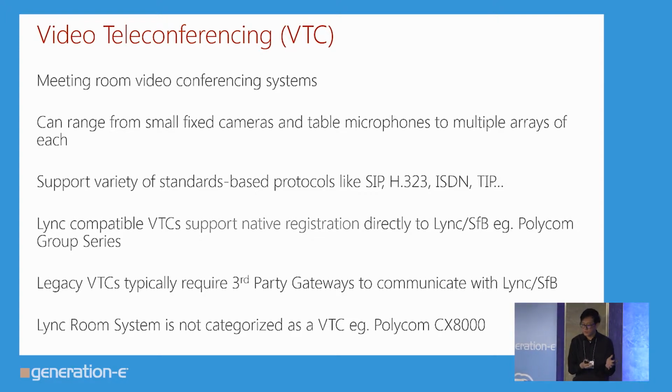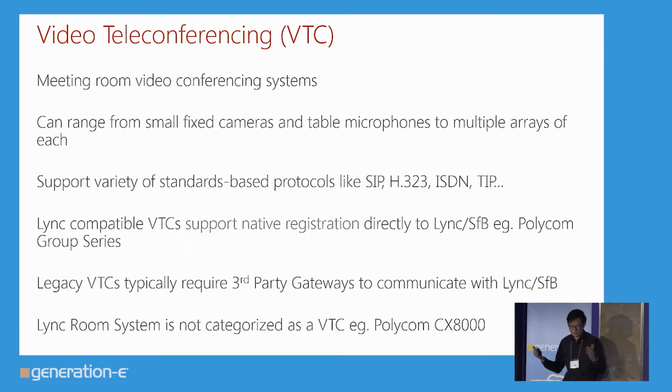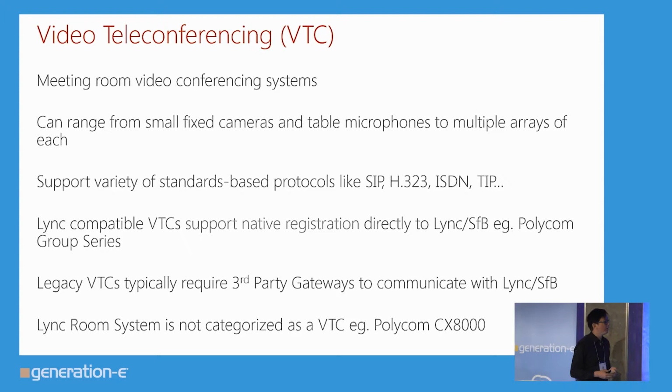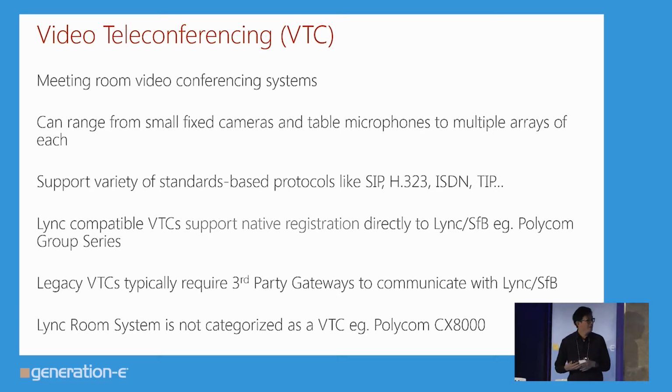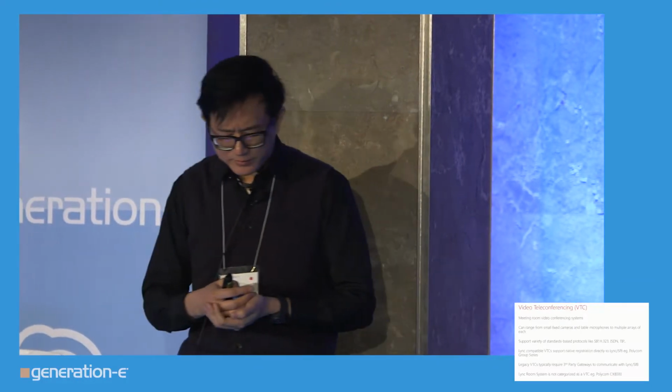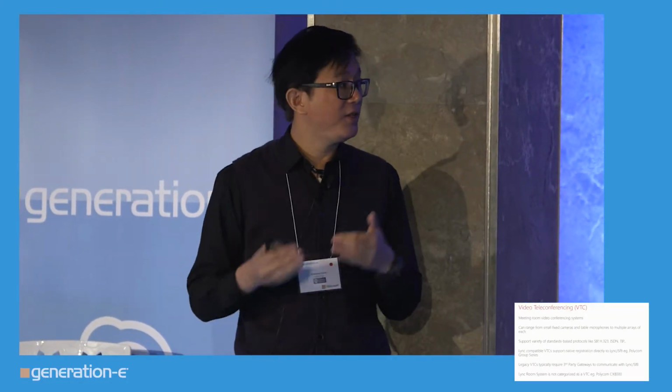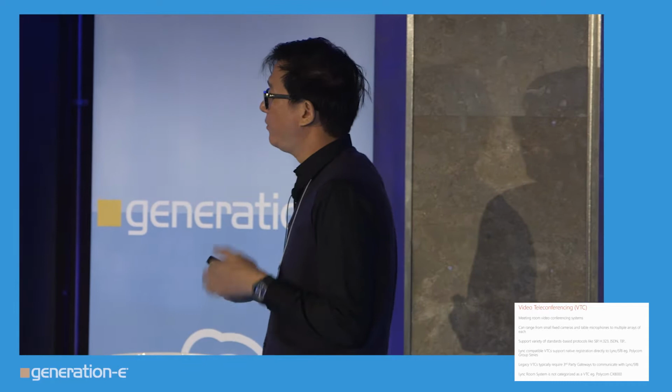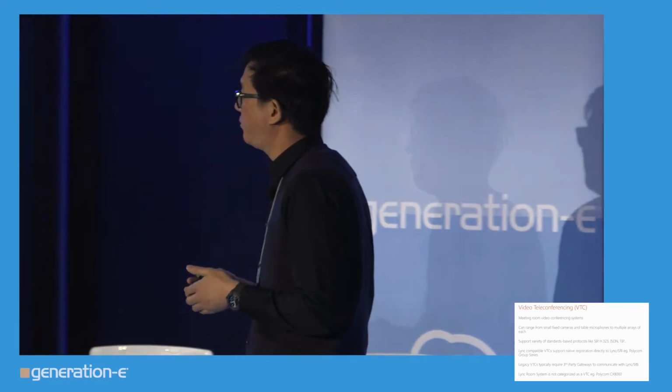So you can have a small huddle room with just a small camera and a single microphone, to a large boardroom with multiple ceiling microphones and even multiple cameras. VTCs usually support a standards-based protocol like SIP or H323. We have essentially two or three classes of VTCs, if you will. Lync compatible VTCs are those that support native registration directly to Lync or Skype for Business. An example of this would be the Polycom Group Series of VTCs. Legacy VTCs are those that do not have any native Lync or Skype for Business capability, and usually need to interoperate with Lync or Skype for Business through a gateway.